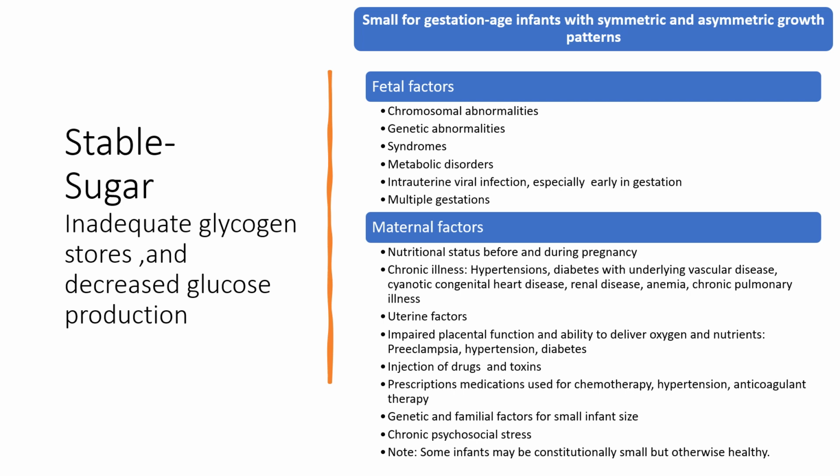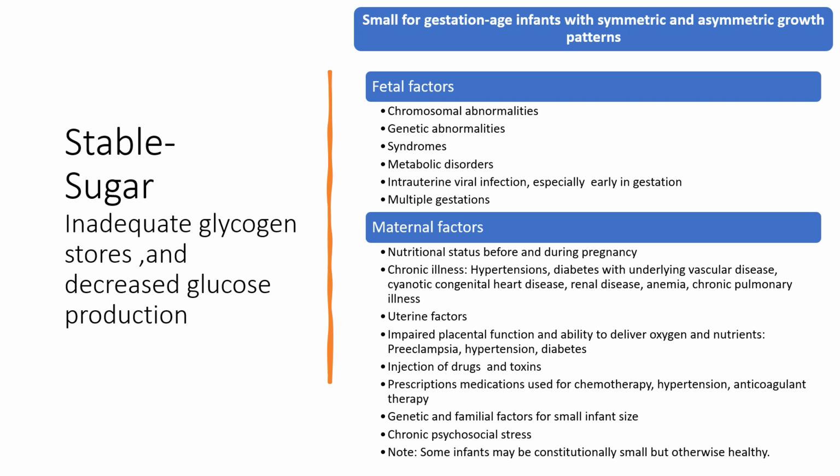Maternal factors that can cause this: nutritional status before and during pregnancy. Sometimes not everyone took prenatal vitamins or they just weren't able to eat quite enough. Chronic illness, hypertension, diabetes with underlying vascular disease, cyanotic congenital heart disease, renal disease, anemia, chronic pulmonary illness. As you can see, so many of these things can cause different glycogen issues. We'll go on to some more of these, some different uterine factors that can cause that.